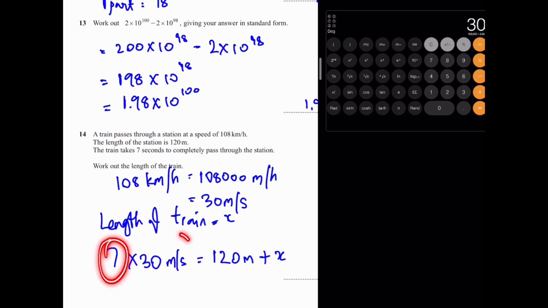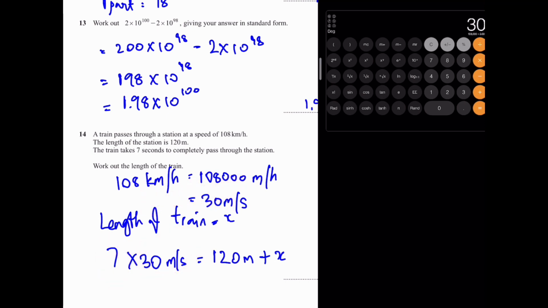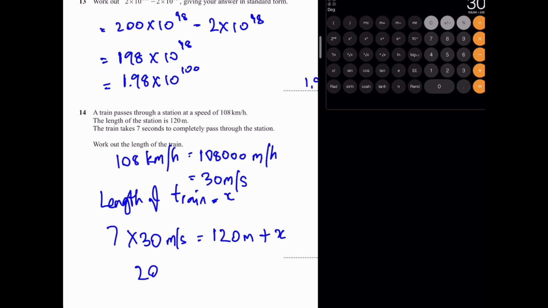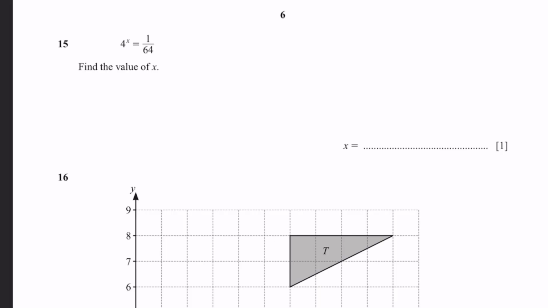I'm multiplying 7 by 30 because speed is equal to distance by time, and therefore distance will be speed multiplied by time. There's the speed, there's the time in seconds. So this is the distance traveled totally by the train to pass the station. So 210 is equal to 120 plus x. That means x is equal to 210 minus 120, which is 90 meters. That's the answer.